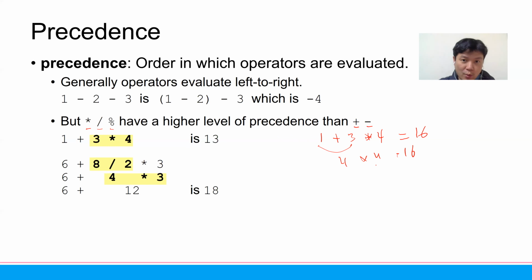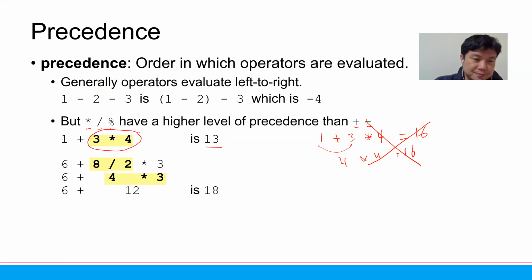But actually, no. Okay, this is wrong. The result should be 13. Why? Because we want to do this operation first. As I mentioned to you, multiplication, division, and modulo have a higher level of precedence than addition and subtraction. It means 3 multiplied by 4 will be done first, and after we have this one, we will add 1, so the result will be 13.